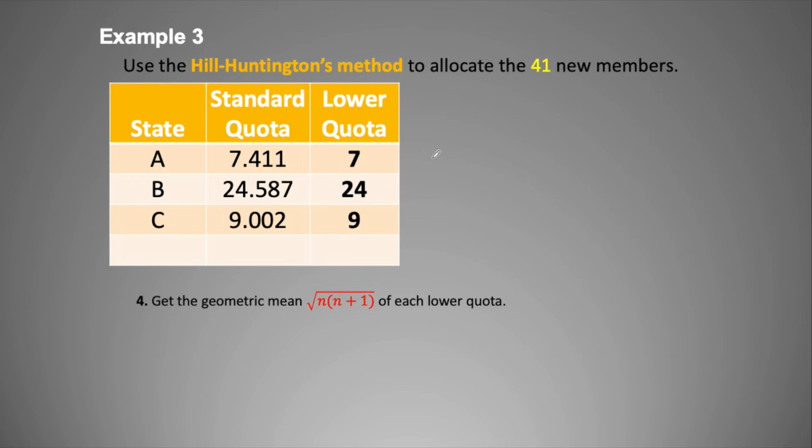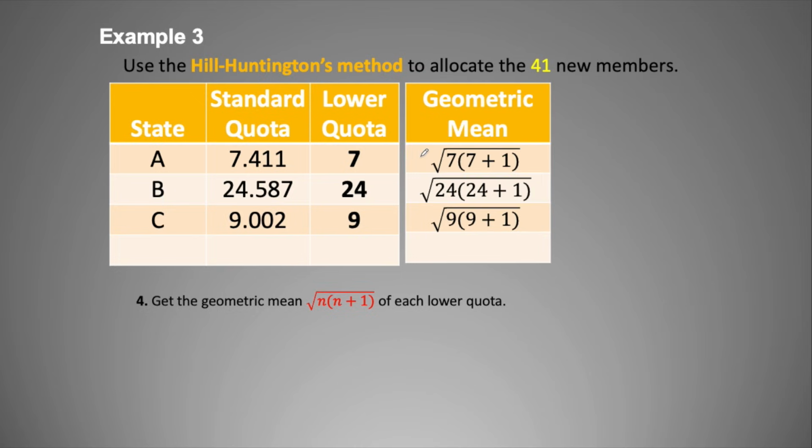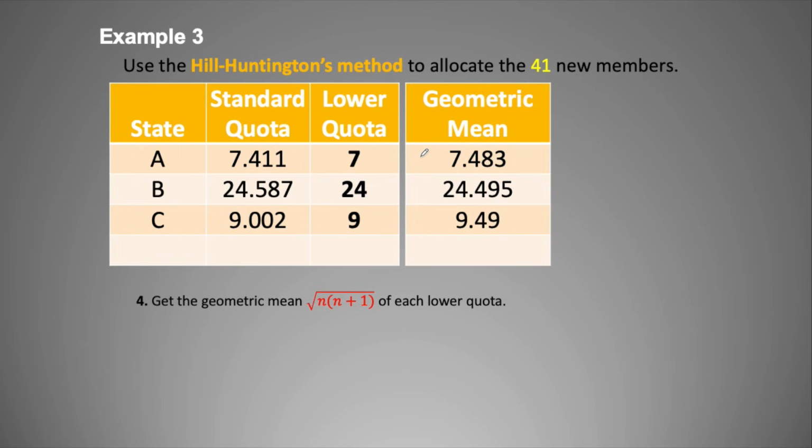So, computing for the geometric mean, for state A, we're going to have the square root of 7 times 7 plus 1. Computing for the geometric mean of state B, we're going to have the square root of 24 times 24 plus 1. And computing for the geometric mean of state C, that is the square root of 9 times 9 plus 1. And computing for these values, we're going to have 7.483, 24.495, and 9.49.